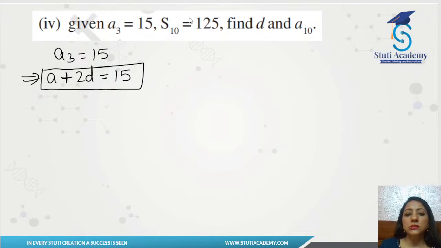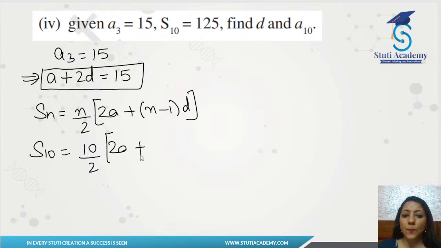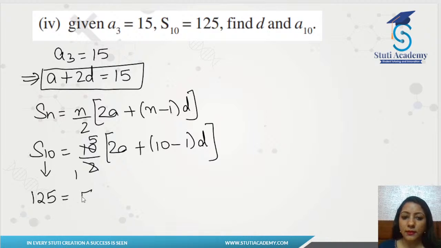Let us write this in terms of A and D. So Sn can be written as n by 2 into 2A plus n minus 1 into D. That is S10 is equal to 10 by 2 into 2A plus 10 minus 1 into D. So here S10 we already know it's 125. So I'll replace this by 125 and I can cancel out this. I'll get here 5. So this is 5 times 2A plus 9D. I've written this 10 minus 1 as 9.